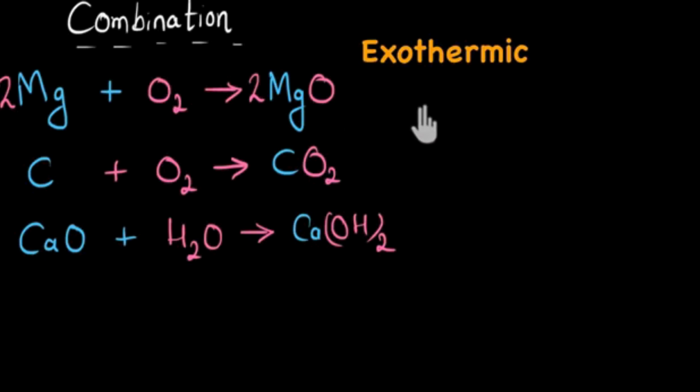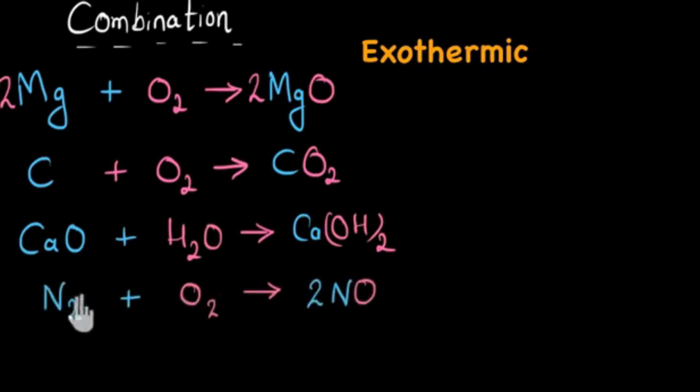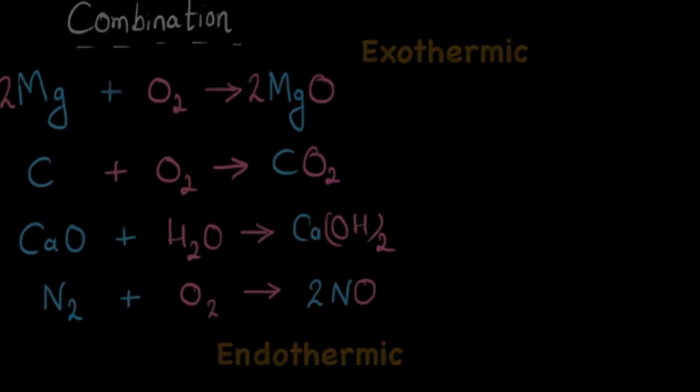But not all combination reactions are exothermic. There are some exceptions, such as when nitrogen combines with oxygen and forms nitrogen oxide. In this reaction, a lot of heat needs to be given in. So this is an endothermic reaction. But we'll talk a lot about energy given out or energy required in a separate video called exothermic and endothermic reactions. Over here, let's now talk about some common examples of decomposition reaction.